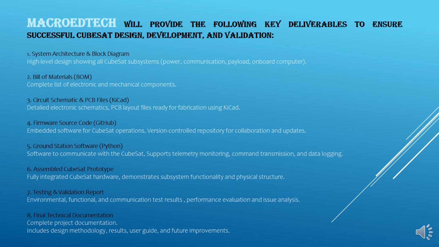Then come the circuit schematics and PCB design files, prepared using KiCAD for fabrication. Fourth is the firmware source code, which is maintained in a GitHub repository for version control and collaboration. Python-based ground station software is developed to receive telemetry data and send commands, which is the fifth part. Then we will have a fully assembled CubeSat prototype.